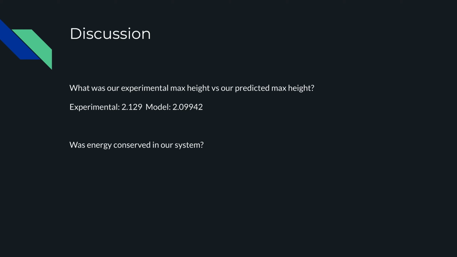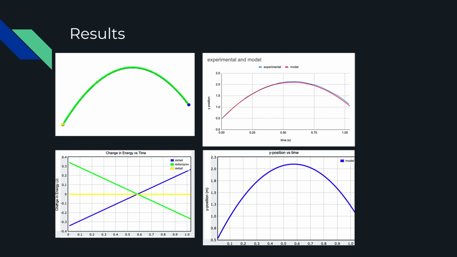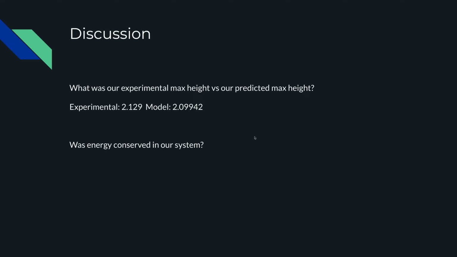And was energy conserved in our system? As you can see in the previous slide, the answer to that is yes. The total energy in the system was conserved as the potential energy due to gravity is converted into kinetic energy at a constant rate. And that will be it for my Lab 5.